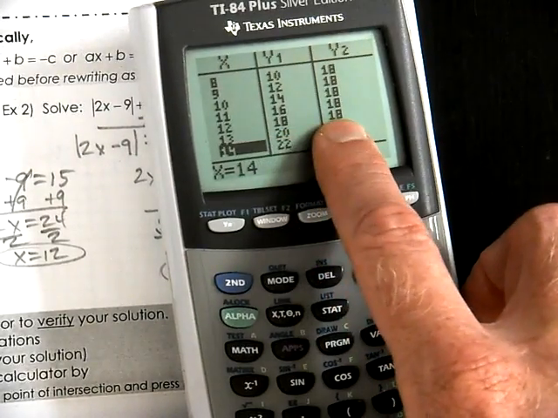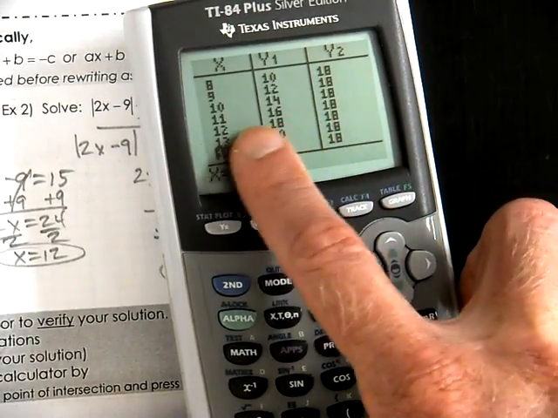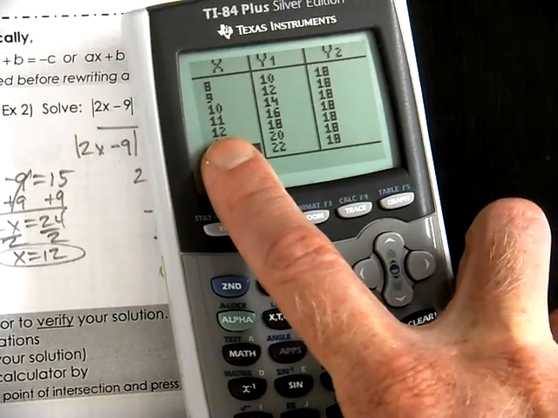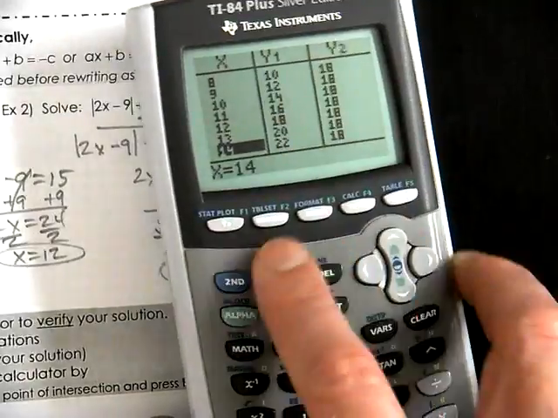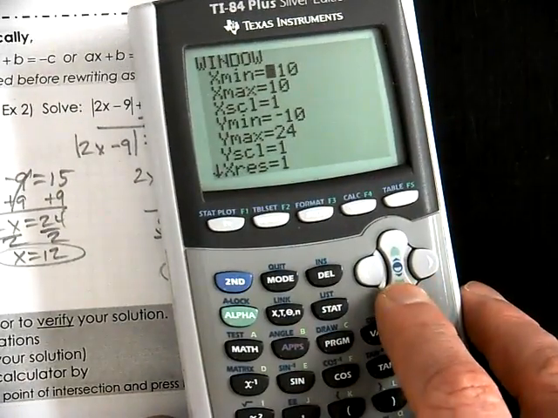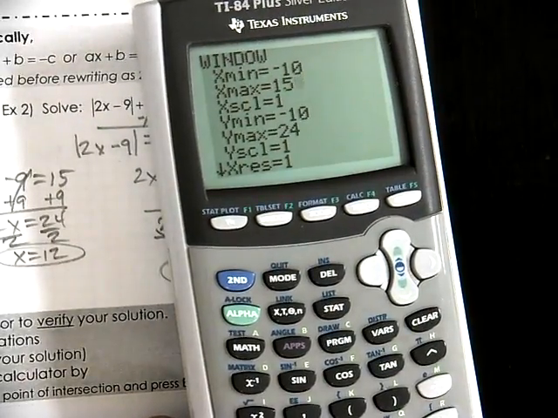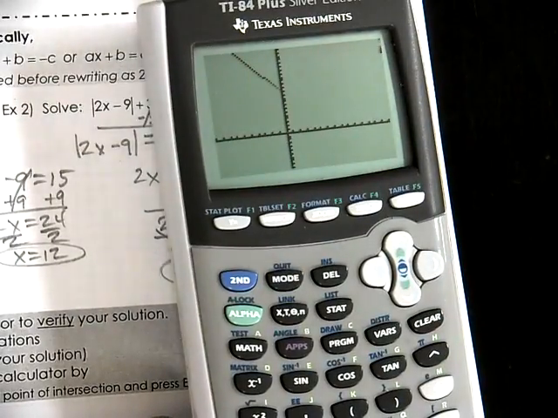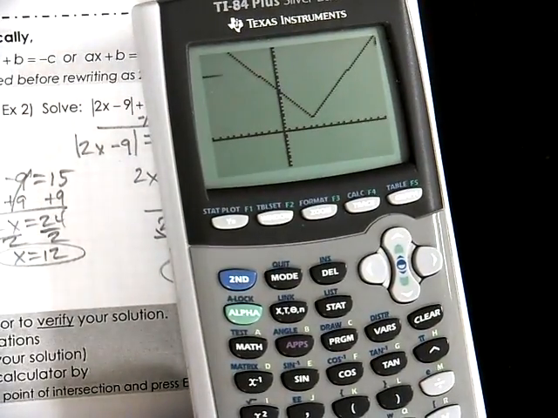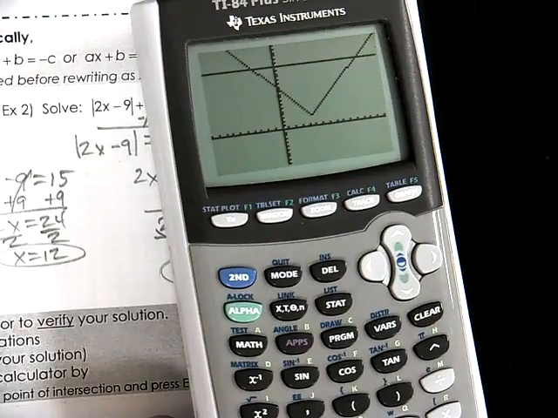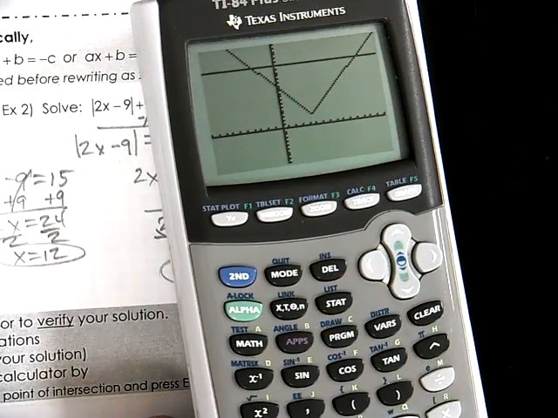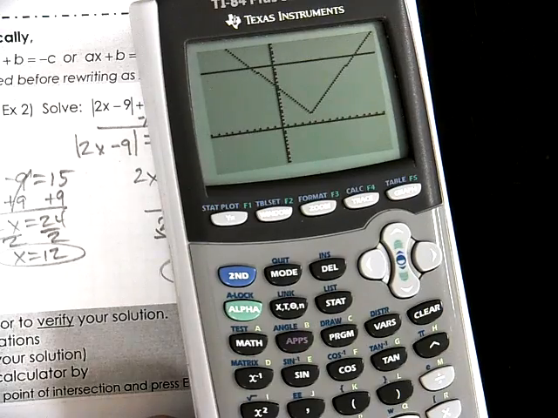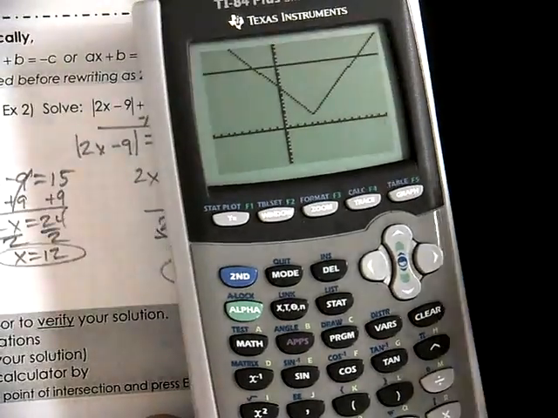Eventually, both equations are the same. That happens at 12. So I need a number bigger than 12. 15, that's nice. So Windows, X max is 15. There it is. Got it to fit. Putting in 100 would not be a good approximation.